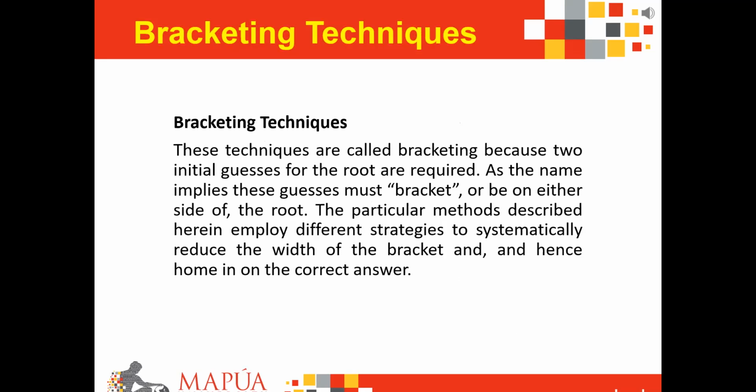These techniques, referred to as bracketing techniques, make use of two initial guesses which eventually bracket your respective root. The particular methods described herein employ different strategies to systematically reduce the width of your bracket and hence home in on the correct answer, or basically converge to your correct root.